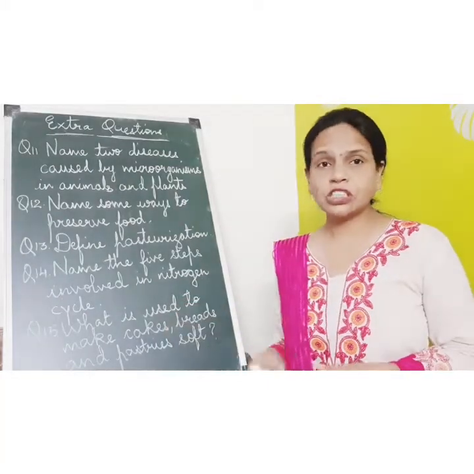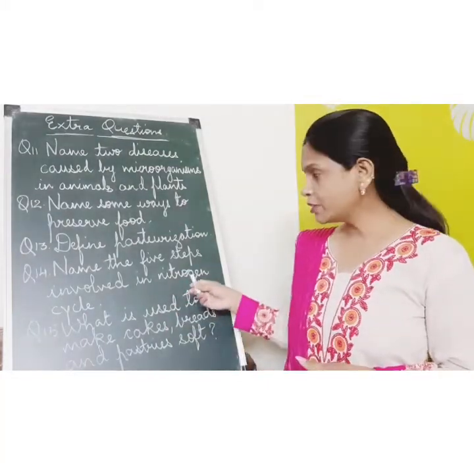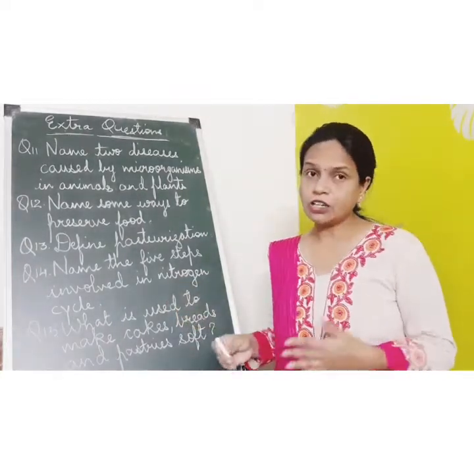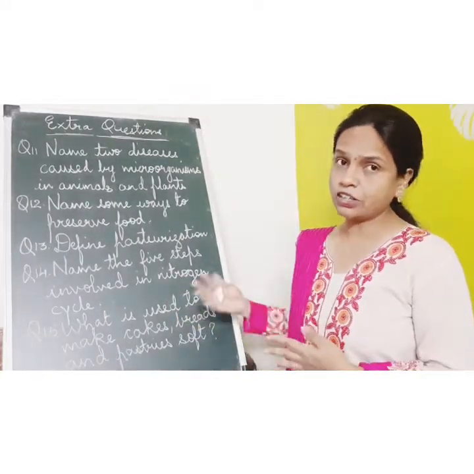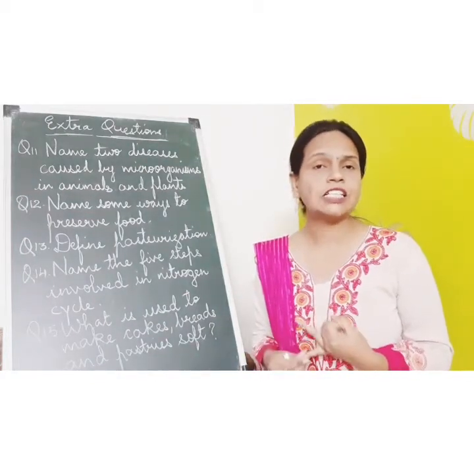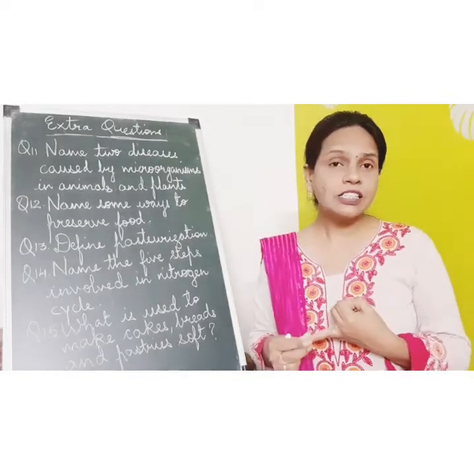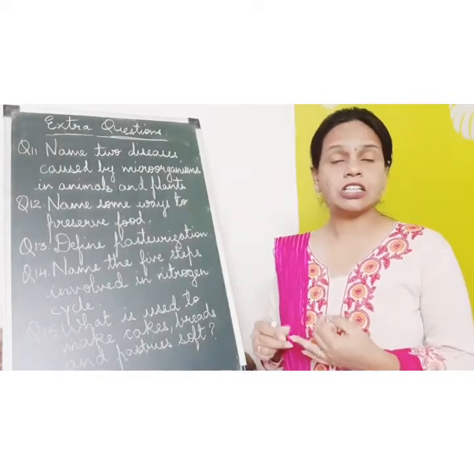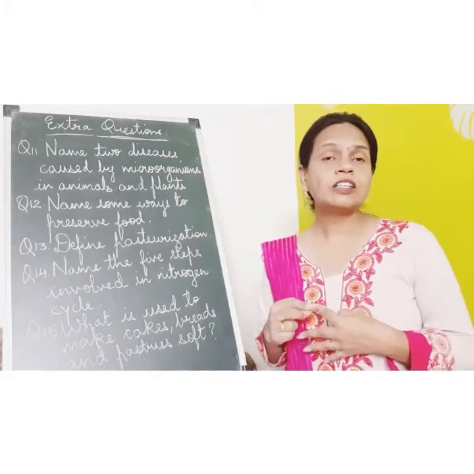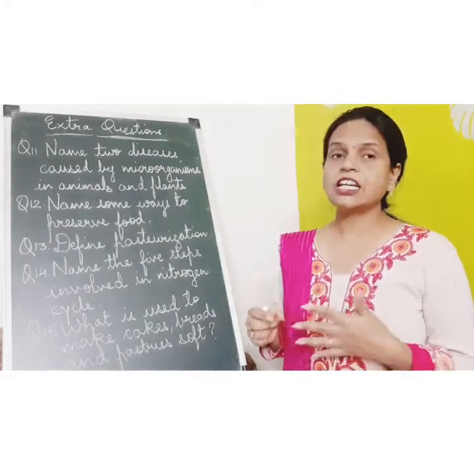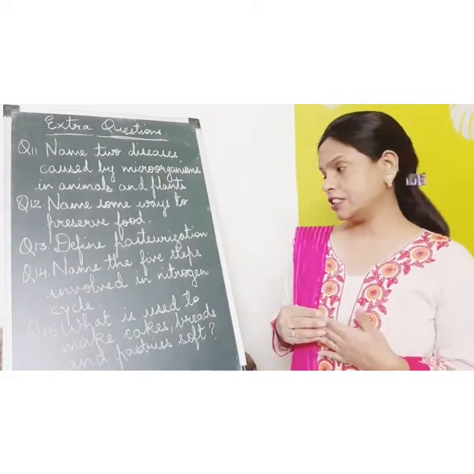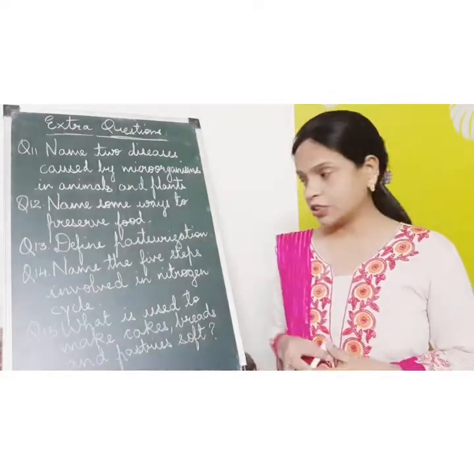Now we come to the 14th question, that is, name the five steps involved in nitrogen cycle. Now the five steps that are involved in the nitrogen cycle, the first one is nitrogen fixation, then the second one is nitrogen assimilation, third one ammonification, fourth one is nitrification, and the last one, the fifth one, is denitrification.